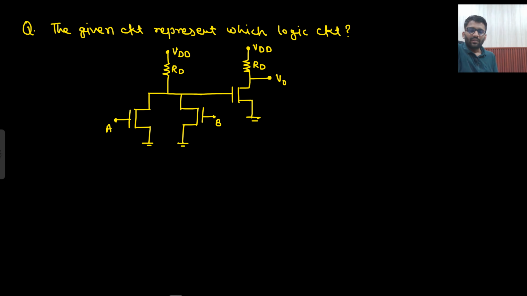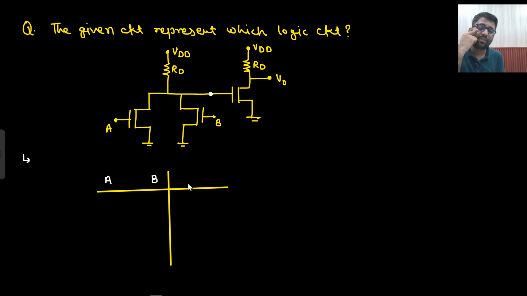Now, if this question comes, the given circuit represents which logic circuit? How will you solve it? There are two methods actually. First, you can make the truth table with A, B and V0, or Y can also be written. So A, B, V0: 0, 0; 0, 1; 1, 0 and 1, 1.